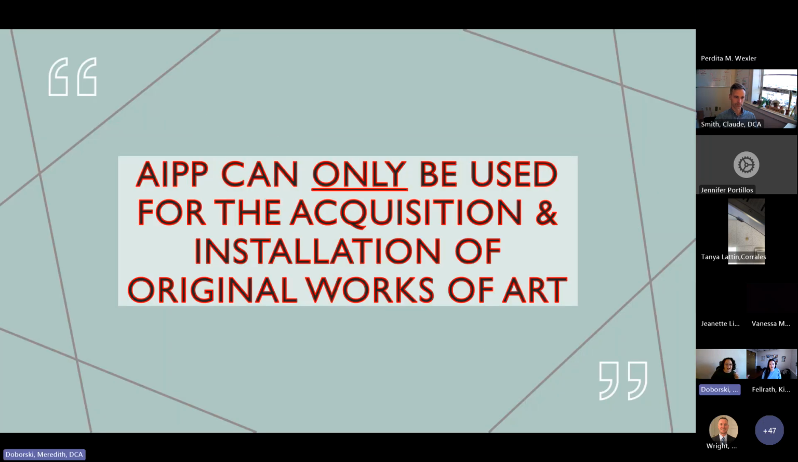Big caveat here, AIPP can only be used for the acquisition and installation of original works of art. The reason I want to highlight that is because no, we can't buy posters. We can't take historic photographs from your community and blow them up and print them and install them in your site. Things like that, we definitely cannot use AIPP funds for. We also, unfortunately, cannot use AIPP at this time for any maintenance or conservation efforts. That's actually the last clause in our statute. So just keep that in mind.